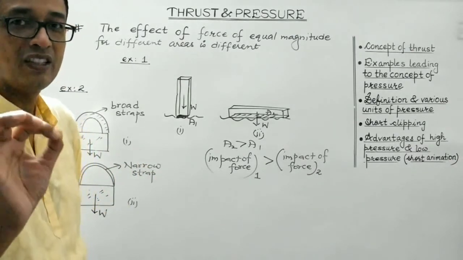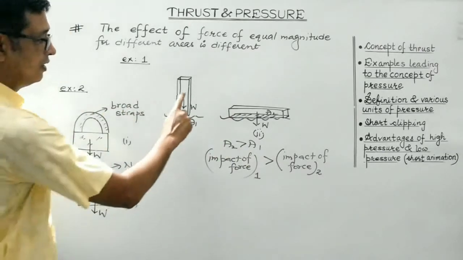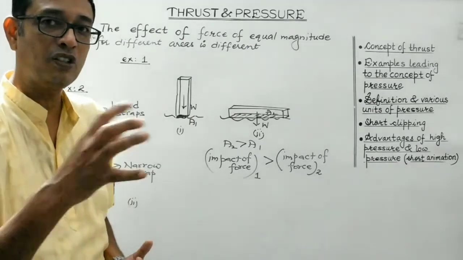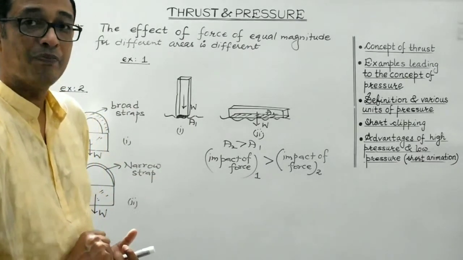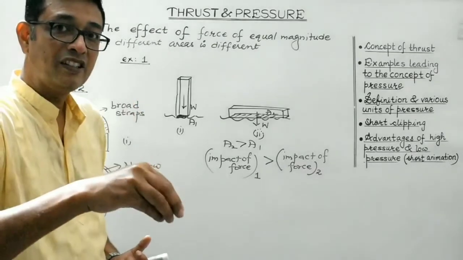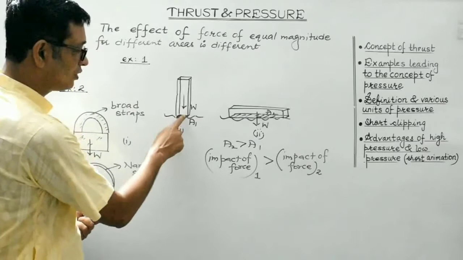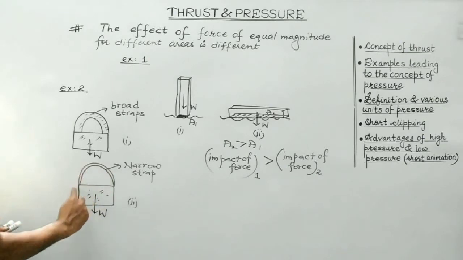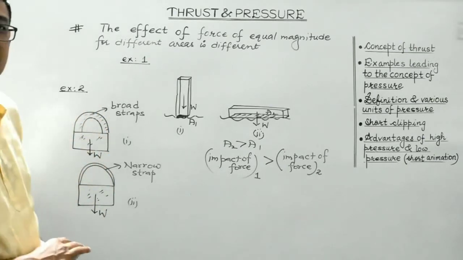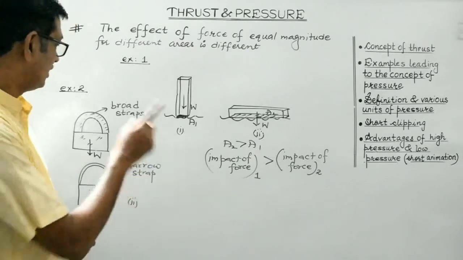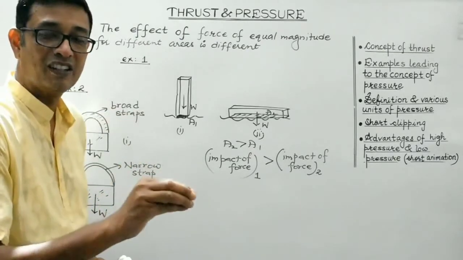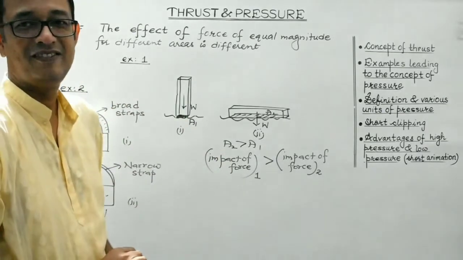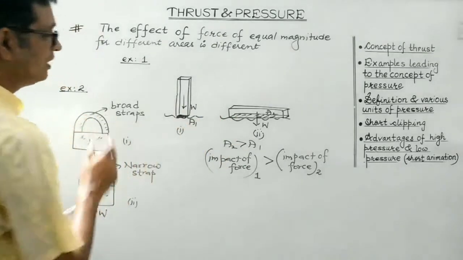What I mean to say is, students, again, consider these two examples. Same weight, here also the same weight. So same forces being exerted by the body in the two cases, right? But they're acting on different areas. In one case, smaller area, and in the other case, larger area. The impact of force on the larger area is found to be smaller as compared to the impact of force acting on the smaller area. Clear? So, what do you conclude from these two examples?